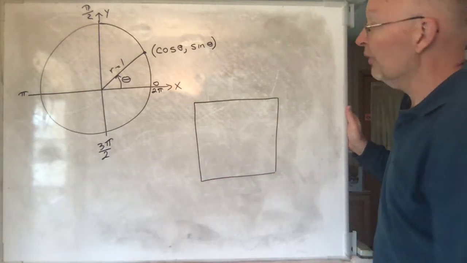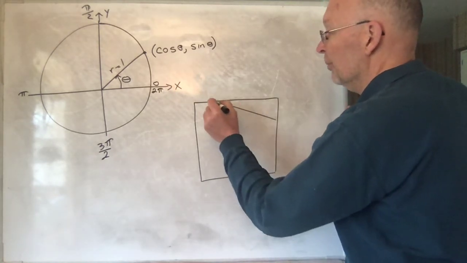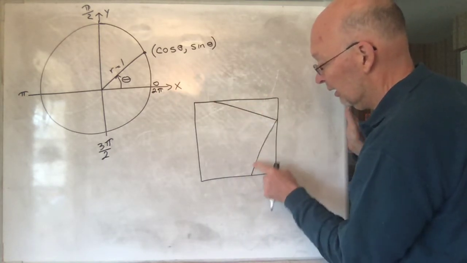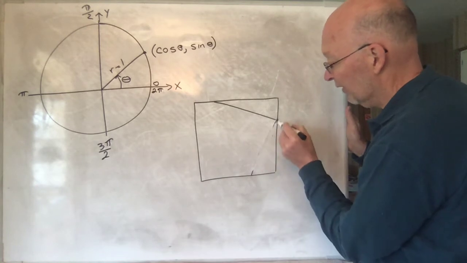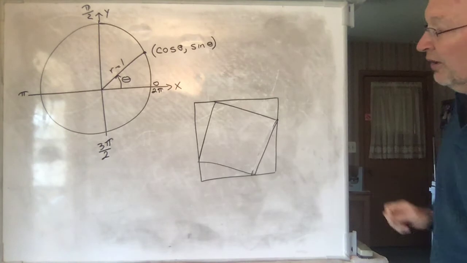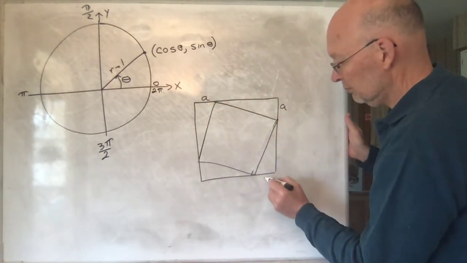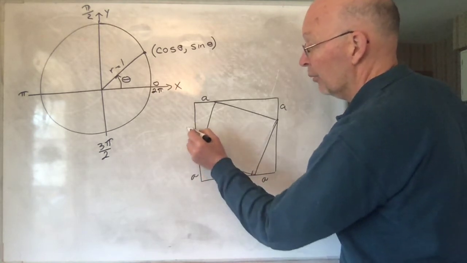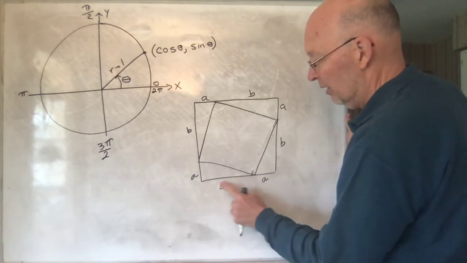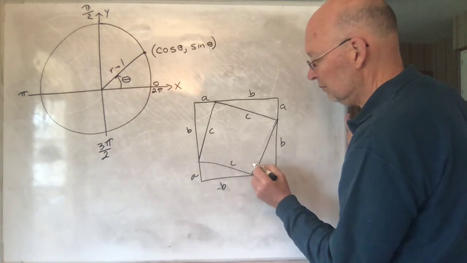What you do is you start with a square, and then you put another square inside of it. You choose a point a certain distance along one side, and you always go to that same point on the next side, like that. And then you have another square. We can call this length A, and we'll call this length B, and let's call that length C.